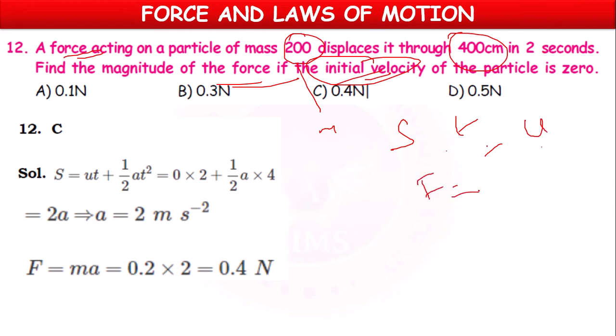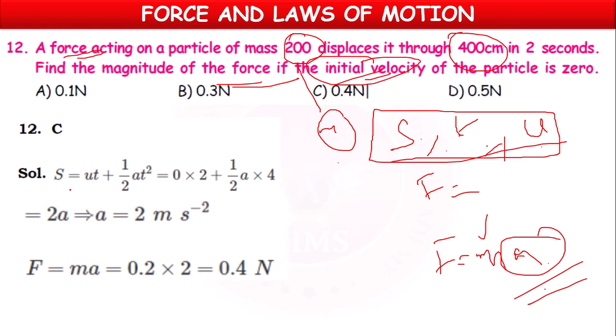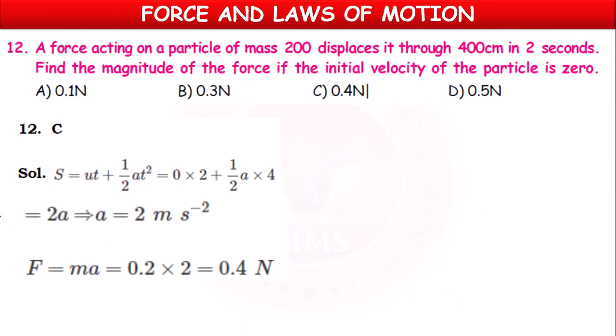Force we have to find. But the formula of force is mass into acceleration. We have mass, but there is no acceleration. For finding acceleration, using these S, t, u quantities, we can make use of the formula S equal to ut plus half at square, and with this we have to find the A value first. After finding A, using the formula F equal to ma, we can find the force. So first we have to find the acceleration.